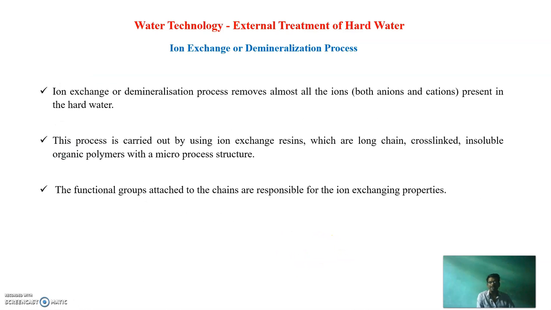Next one is the ion exchanger or demineralization process. The ion exchange or demineralization process removes almost all ions. In this process, we can remove both anions as well as cations present in the hard water. We are using polymeric resins in this method as exchange resins, or ion exchangers. These polymer resins are made up of cross-linked long chains, are insoluble in water, and also have a microporous structure. The functional groups attached to the resins are responsible for the ion exchange property.